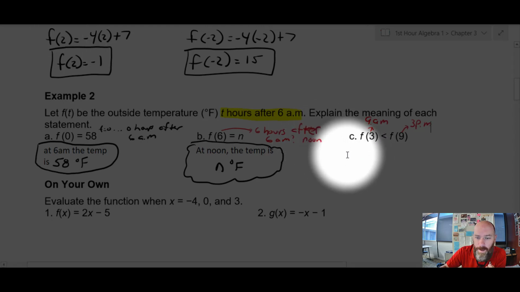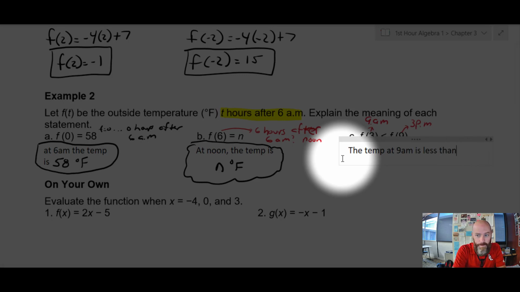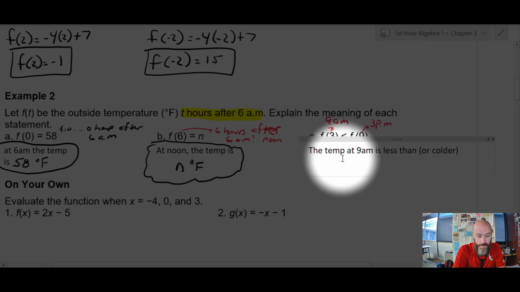And that's exactly what we're going to write here, is the temperature at 9 a.m. is less than, or colder than, the temperature at 3 p.m.